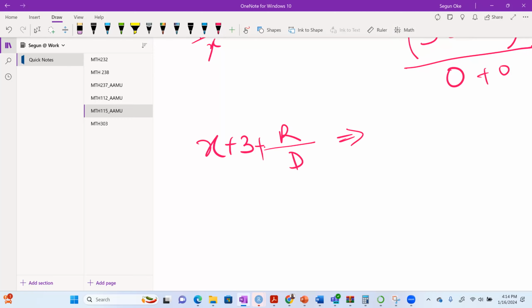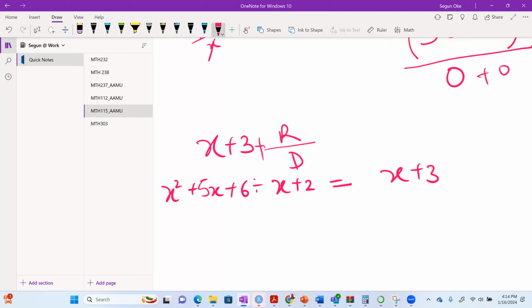Therefore, let me write it here. It's supposed to be x squared plus 5x plus 6 divided by x plus 2. The solution is x plus 3 plus, remember, our remainder is what? 0 divided by divisor. Our divisor in this case is x plus 2. Therefore, the final answer is x plus 3. Any question?